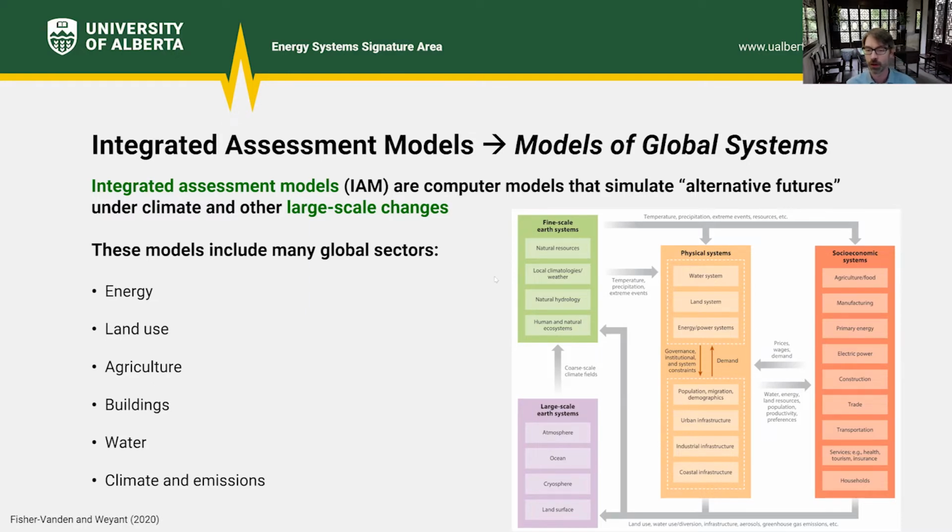And you can see there are lots of interconnections between these systems if you look at the image on the right-hand side. So we have at the left-hand side of that image, fine-scale Earth systems through large-scale Earth systems. These are the natural systems. Then we have physical systems that are affected by humanity. And then finally, we have socioeconomic systems. And so these will be things like the economics that drive some of the changes in physical systems and vice versa. So you can see there are feedbacks between all of these types of systems.